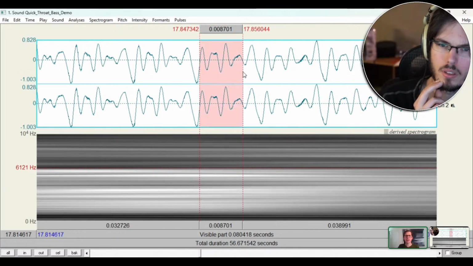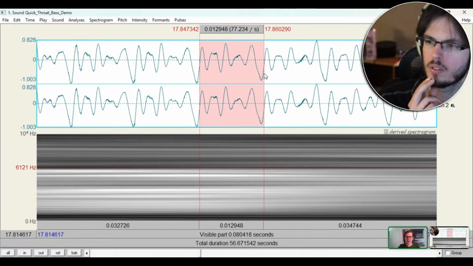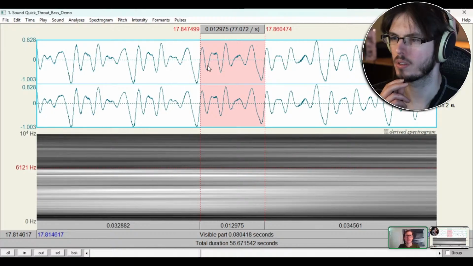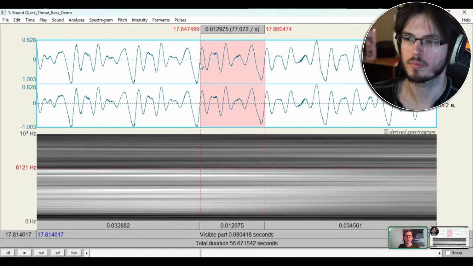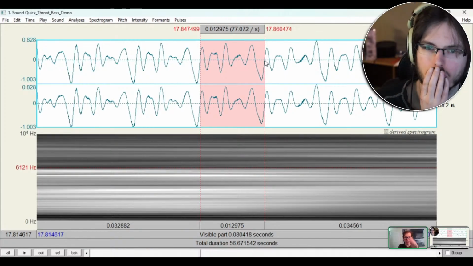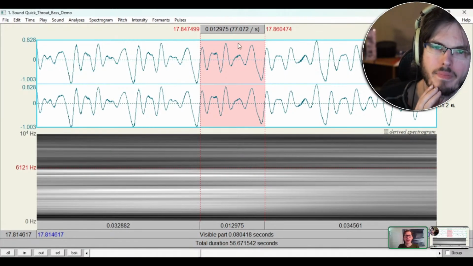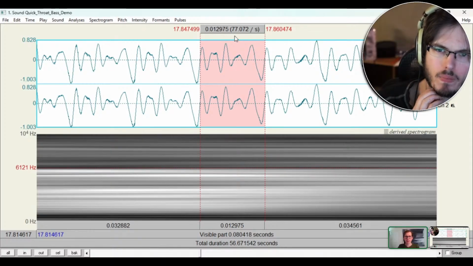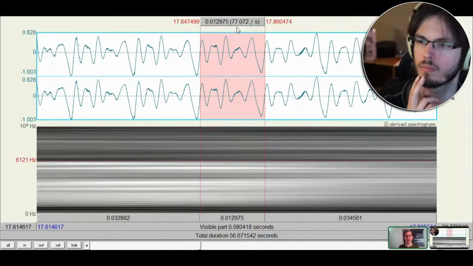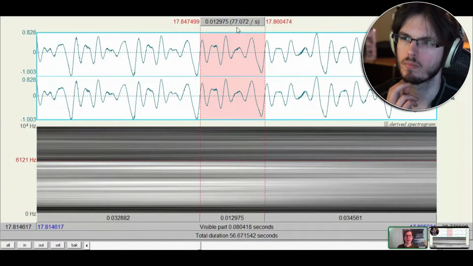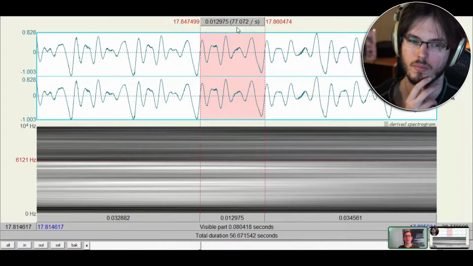So I'm going to make as precise a selection as I can by trying to maneuver this so that I'm selecting where the waveform goes across the zero line, going upward, at the beginning and end of the cycle. And this beatboxer's throat bass is working at 77 hertz, which is basically the same as the 76 hertz that I was doing in my voice earlier, except that this beatboxer is doing a throat bass, not plain vibration.